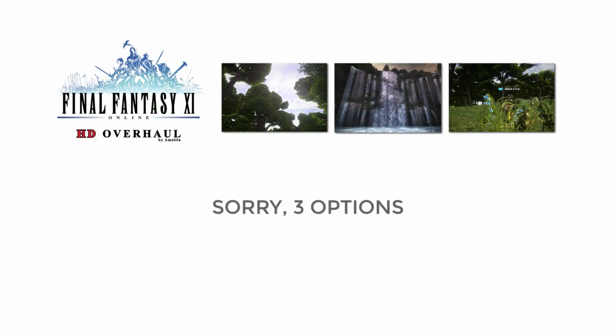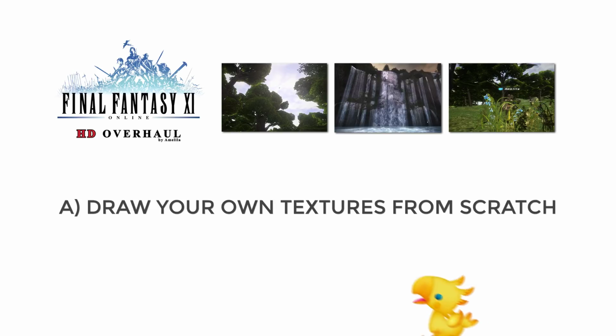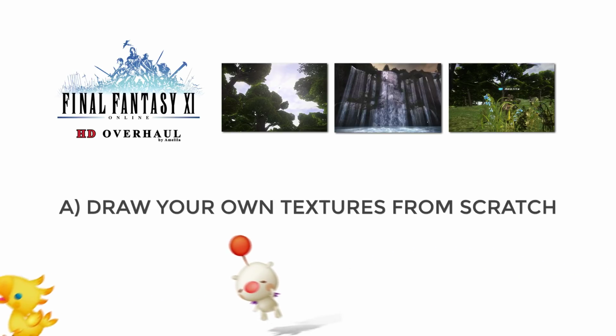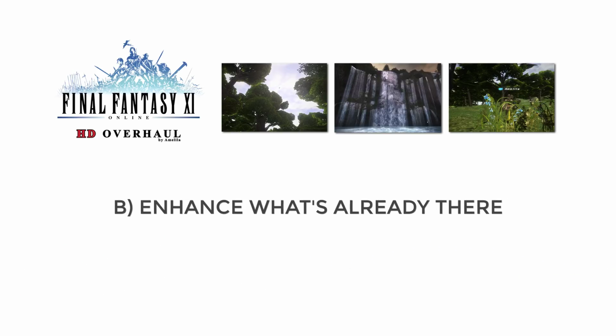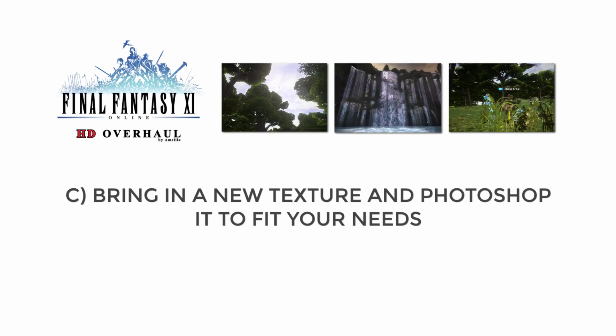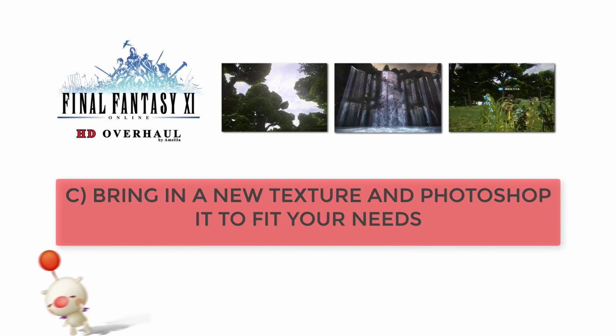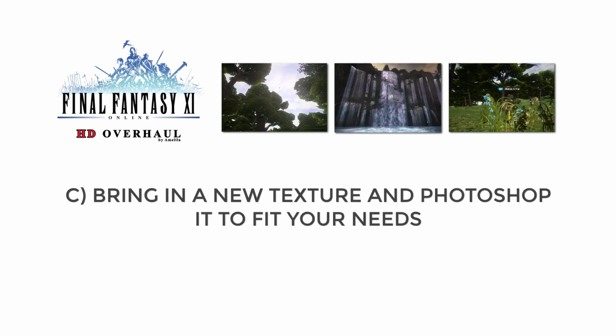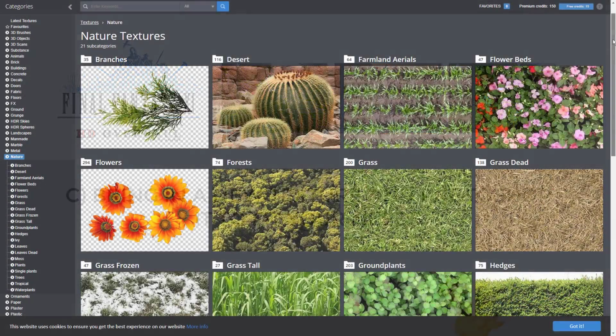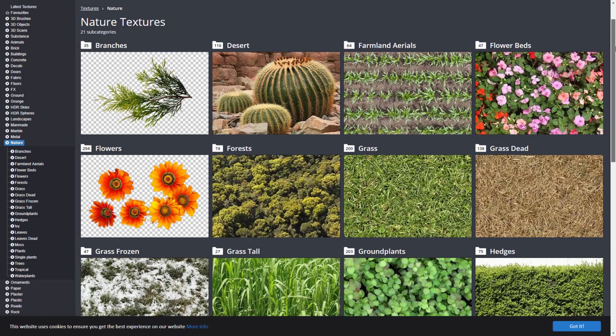You now have two options. You can either A, draw your own textures from scratch, B, enhance what's already there, or C, bring in a new texture and Photoshop it to fit your needs. Personally, I typically choose C for most of my work, but this is entirely up to you. Where you get your textures from is your choice, but I get most of my stuff from textures.com.